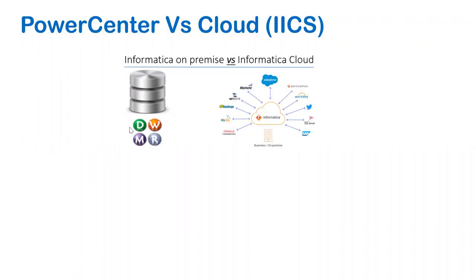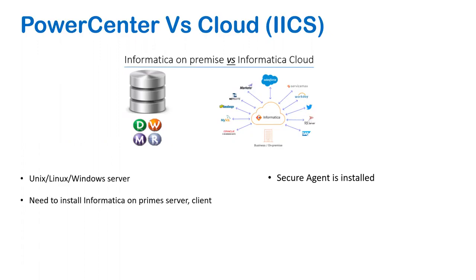If you look here, the on-premises server, I have already explained. This will be running on a Windows server, Linux server or Unix server. Informatica Cloud runs where the secured agent is installed. So you will have the secured agent in our system, and it will be running on this. For Informatica PowerCenter, you need to install the Informatica on-premises server. An organization should have the server as well as the client. As developers, we work on the client only, not on the server.